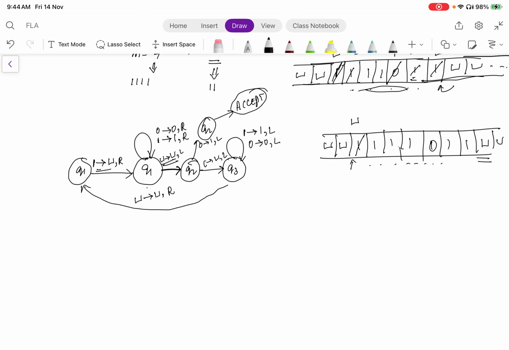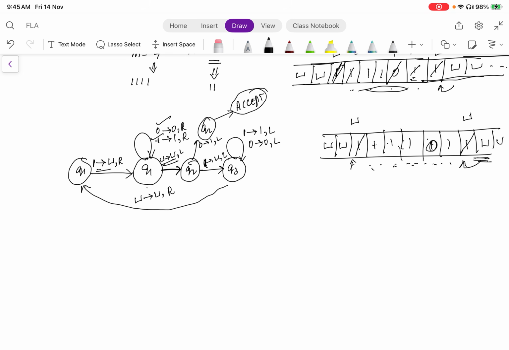In between, you will have any number of ones, put them in the self loop until you find a blank space. Move one step left. You will have a 1. Replace that with a blank. Okay. Now you keep moving left until you find a blank space again.